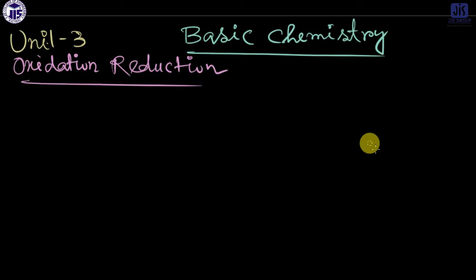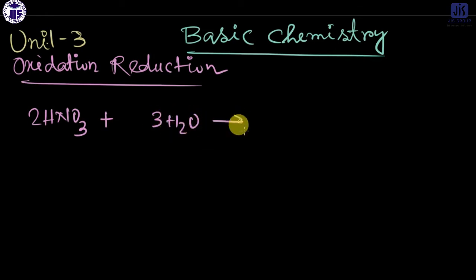So first of all, let me take an arbitrary example of a reaction. If I write it down here: 2HNO3 plus 3H2S gives 2NO plus 3S plus 4H2O. This is a common example of a balanced reaction.